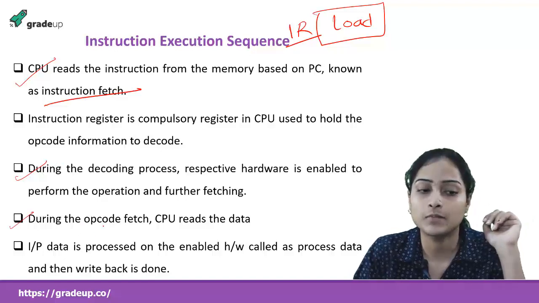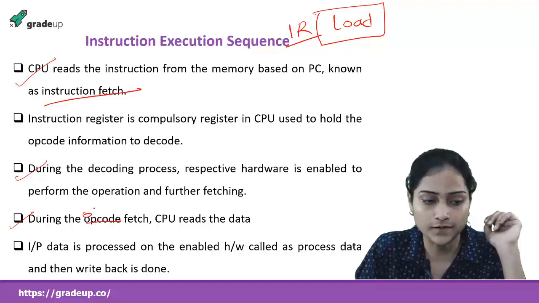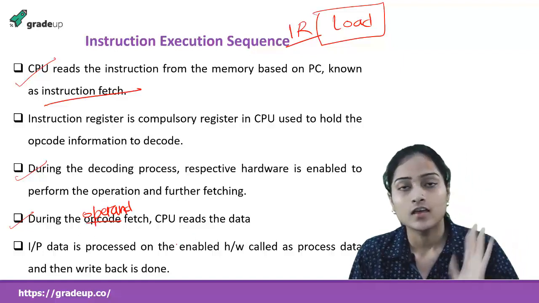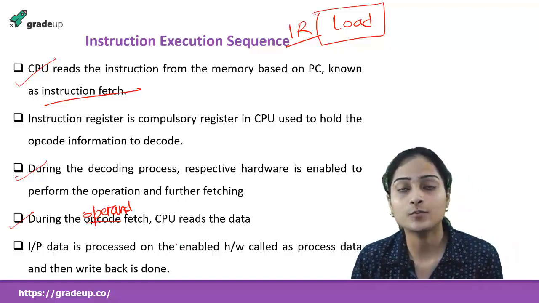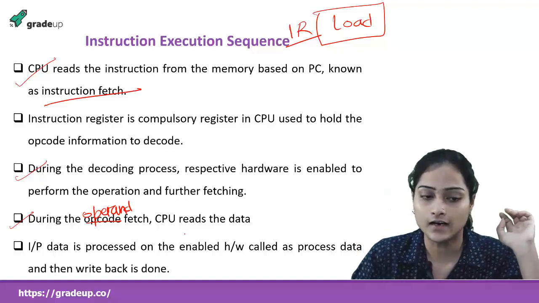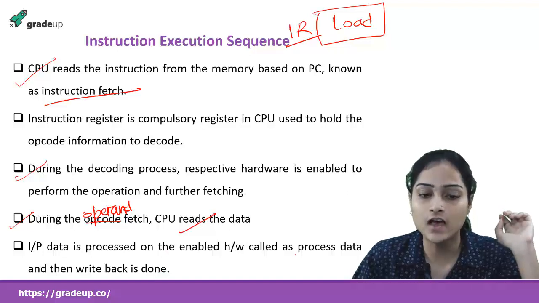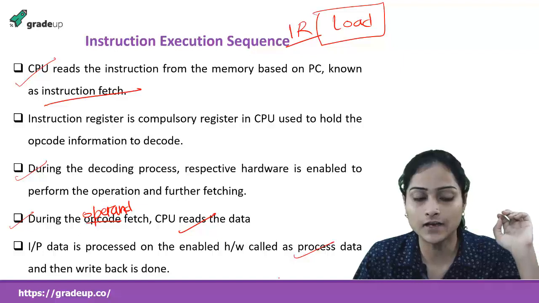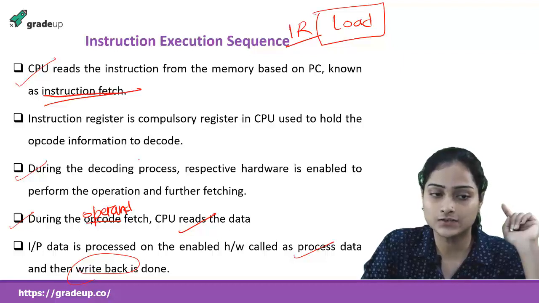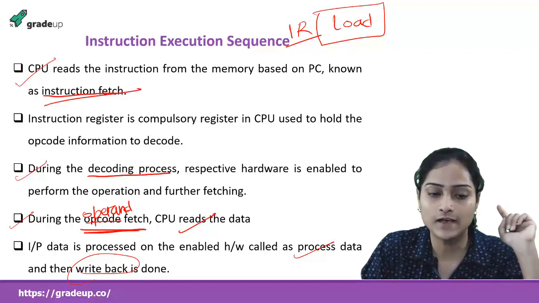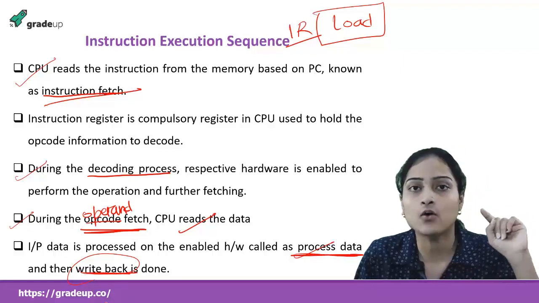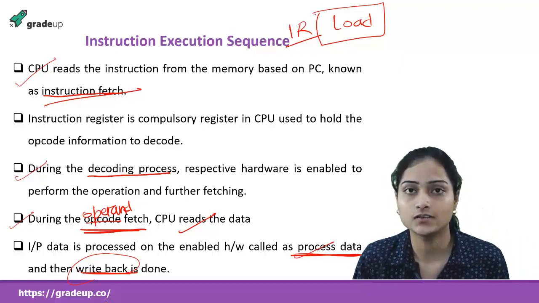After that, we will perform operand fetch. This was my mistake, I'm really sorry for that. After fetching the instruction completely, either you have to perform some mathematical operation or you have to do operand fetching, that is, reading of the data. Then you will read the data. After reading the data, you will process it by enabling the hardware, and then you will store your results back. So there are 5 things basically: instruction fetching, decoding, operand fetching, processing of data, and write back. This is how our instruction is going to be executed.